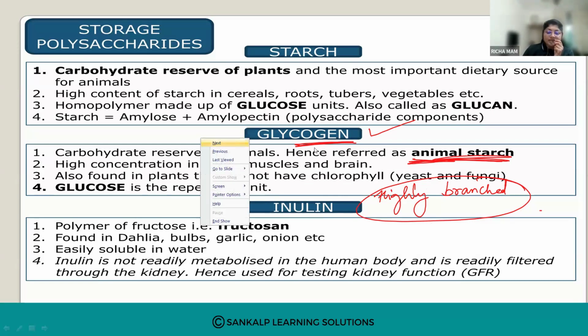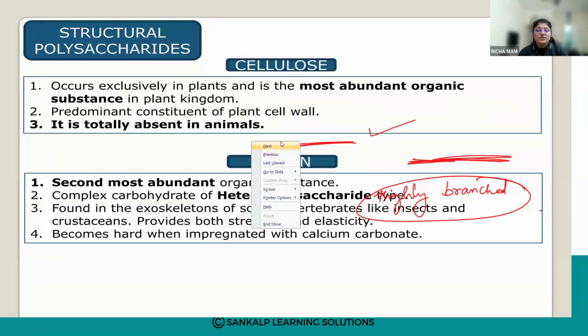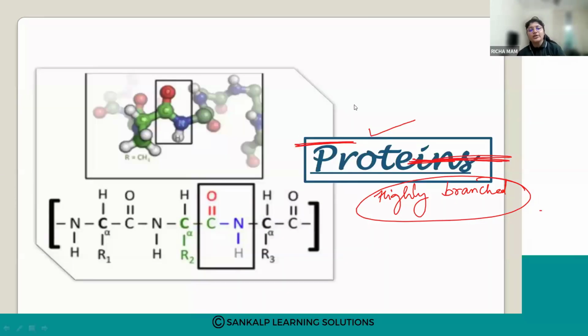Okay. Is it clear? So these are the three polysaccharides which are there for your syllabus. Fine. So this was about your carbohydrates. In carbohydrates, we have discussed completely about monosaccharides. In monosaccharides, we have discussed two, that is glucose and fructose. Then we have discussed about disaccharides.